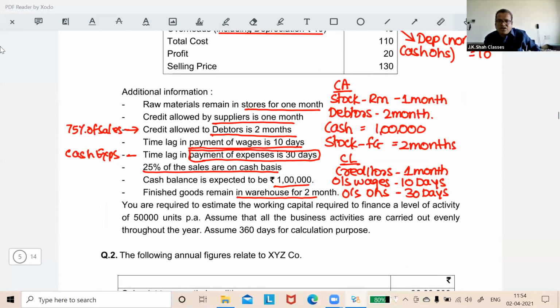You are required to estimate working capital required to finance a level of activity of how much? 50,000 units per annum. Management estimates that in the whole year we will manage to produce and sell 50,000 units. So that will be our level of activity, and for that we have to estimate the working capital.